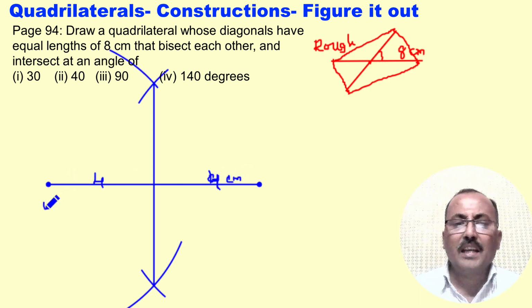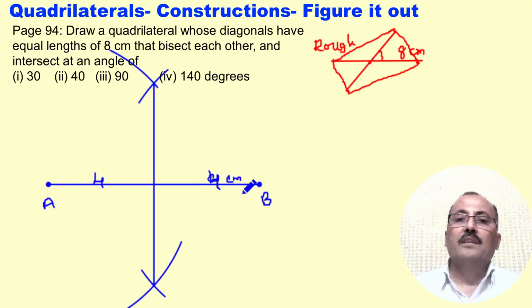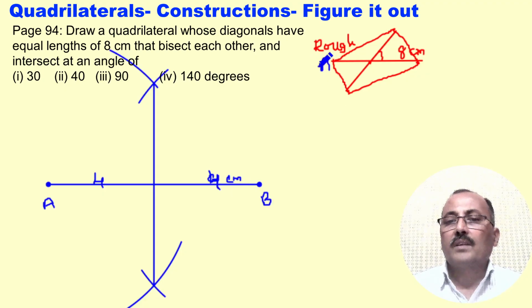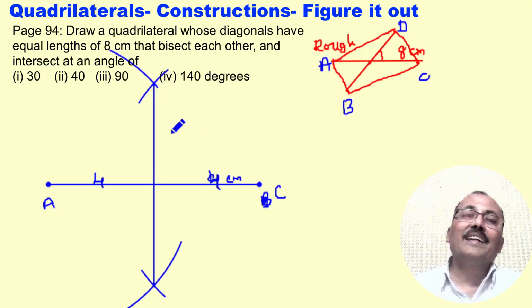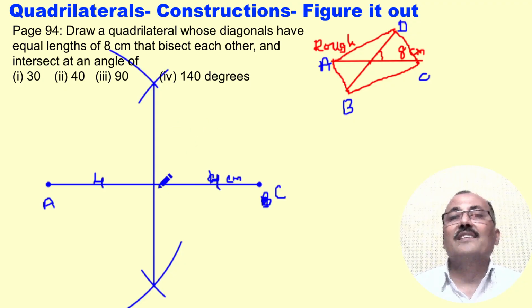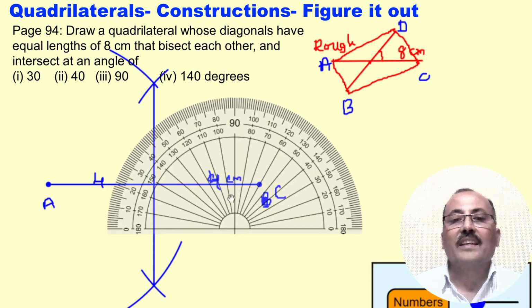Okay. Now you can name it A, B. But as it is here, A, B, C, D, name this one as C only. What you have to do? Mark an angle from here, 30 degree. That's why this center point is needed. From the center point you have to mark an angle of 60 degree.